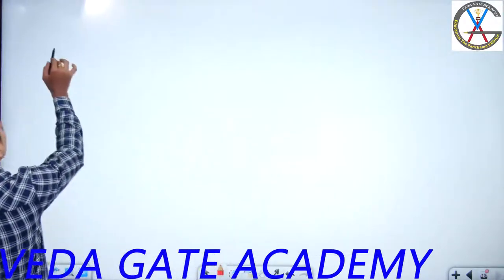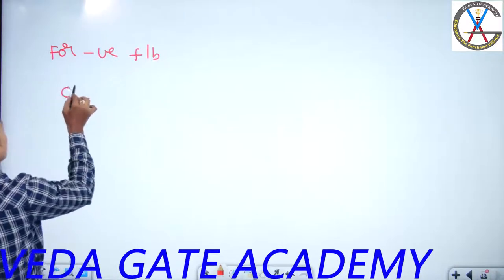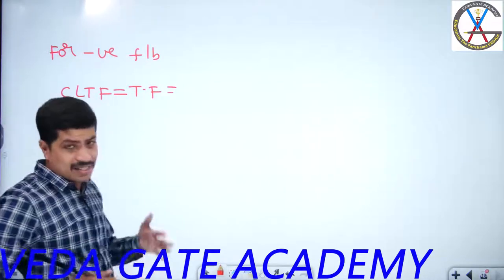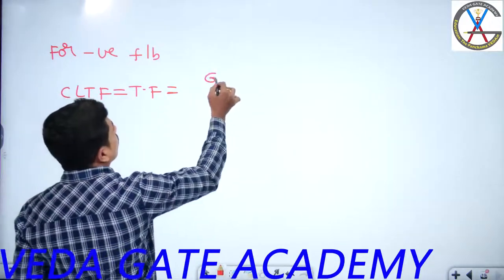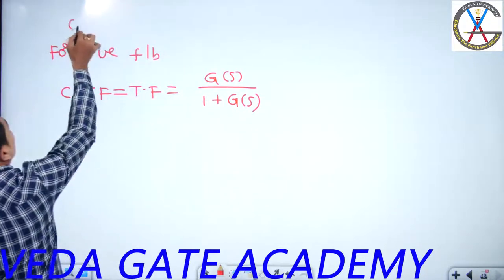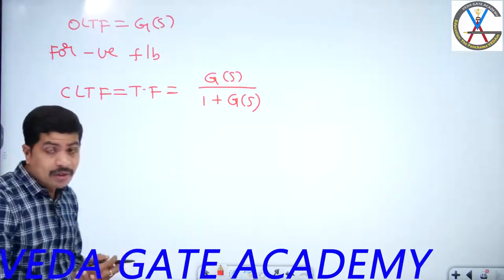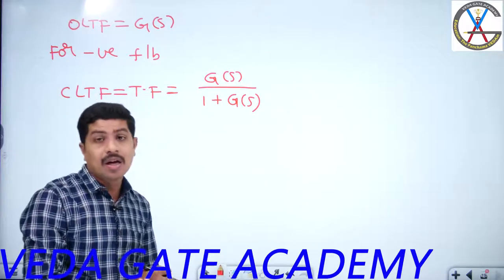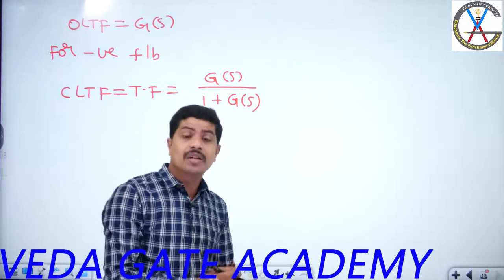Let me write here clearly. For negative feedback, CLTF and transfer function both are same, equal to G of s by 1 plus G of s. What is OLTF? Irrespective of feedback, OLTF is equal to G of s. Observe here, one thing is clear for us. I can replace G of s with OLTF. I can write CLTF completely in terms of OLTF.